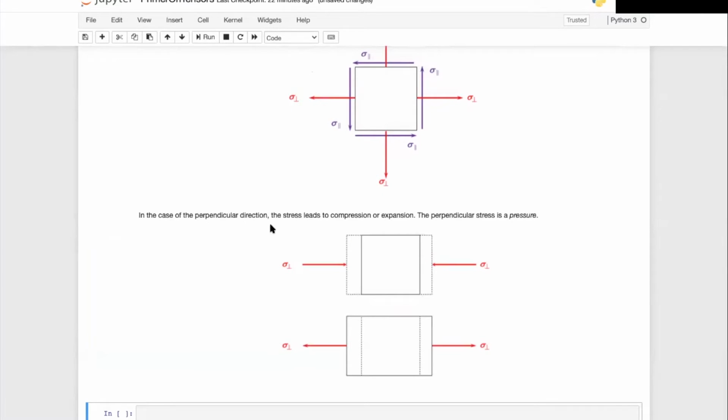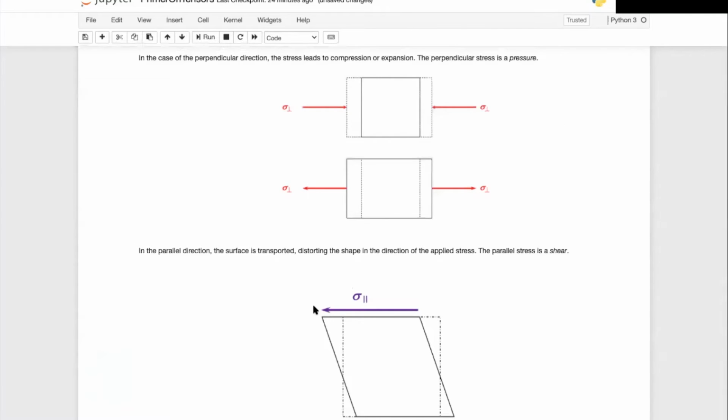Now, in the case of the perpendicular direction, the stress leads to compression or expansion. You have this stress that is perpendicular to the surface, so it's compressing it. And here, it's pointing in the opposite direction, so it's expanding it. This perpendicular stress is a pressure.